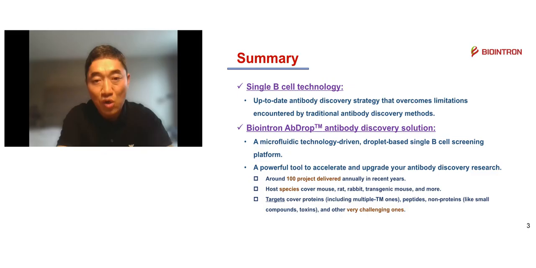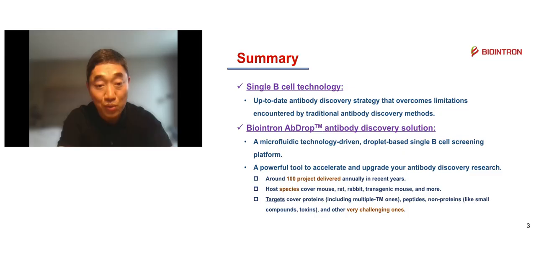Second, Biointron's AbDrop is a microfluidic, technology-driven, droplet-based single B cell screening platform. As shown in the case slides, and many more, you can find out from our website. It's a very powerful tool to not just accelerate, but also upgrade your antibody discovery research. Why do I say it also upgrades? Because sometimes I would say time is not the first thing we worry about. In many cases, we worry more about antibody quality. Okay, back to these points. With our AbDrop solution, in each of the recent 2 years, we can finish around 100 projects. And this number is still growing.